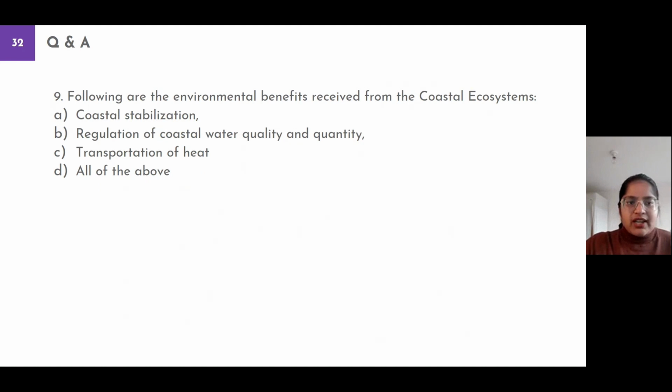Moving on to question 9. Following are the environmental benefits received from the coastal ecosystem. A, coastal stabilization. B, regulation of coastal water quality and quantity. C, transportation of heat. And D, all of the above. So the correct answer is D, all of the above. The environmental benefits from coastal ecosystem include the stabilization of coastline, the regulation of the coastal water quality and quantity, and the transportation of heat.